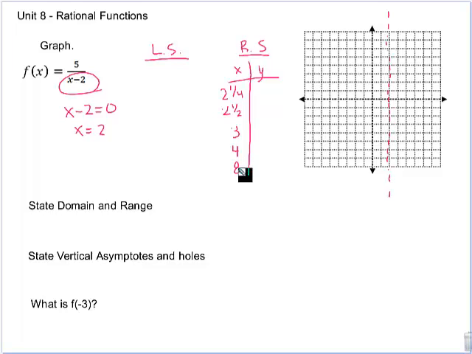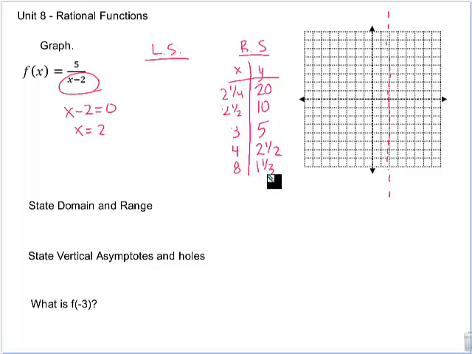So 2 1/4, when it's plugged in for our x, so we have 5 over 2 1/4 minus 2, we get a y value of 20. Then we do the same thing for the next one. 5 over 2 1/2 minus 2, and we get a y value of 10. Now for the 3, 5 over 3 minus 2 gives us a y value of 5. 5 over 4 minus 2 gives a y value of 2 1/2. 5 over 8 minus 2 gives us a y value of 1 1/3.